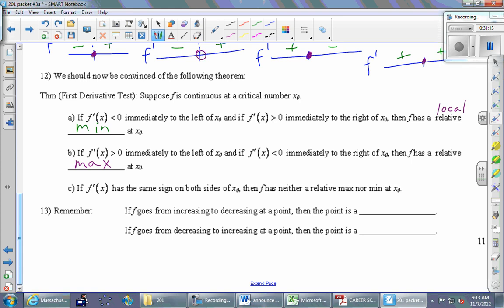So it's ugly in terms of all the notation. So again, I got to go to the visual. If f goes from increasing to decreasing, then what's going on at the point? That's a max. And then on the other side, if f goes from decreasing to increasing, then we have a min. So far, so good?